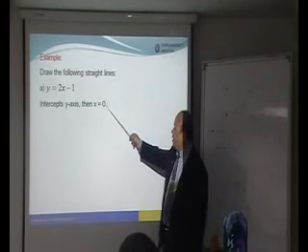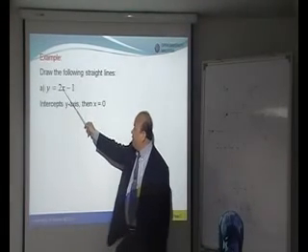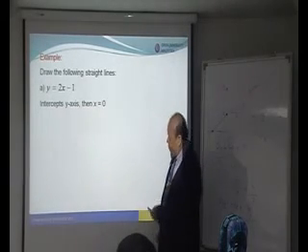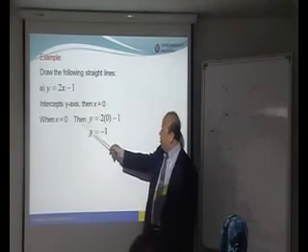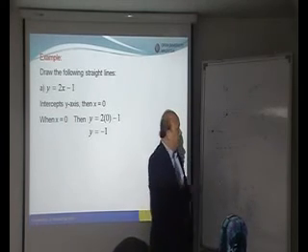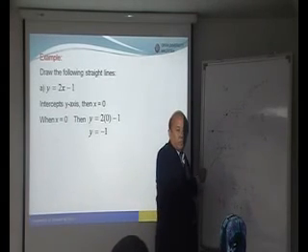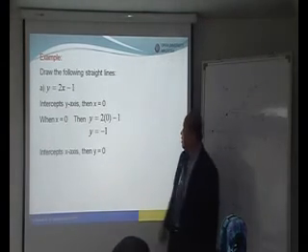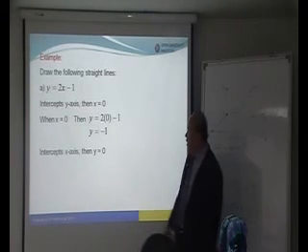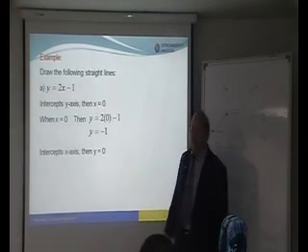So x is 0. So when x is 0, you substitute here, you get 2 times 0, 0 minus 1, your answer will be what? So when x is 0, then y equals negative 1. So we know that it cuts the y-axis here, (0, -1). Then next, to find the intersection on the x-axis, the value of y is replaced with 0.